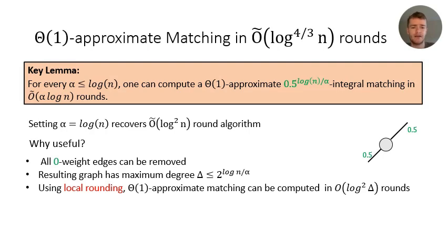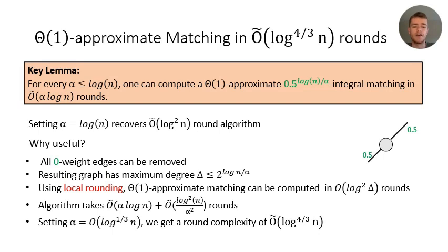Therefore, by combining the key lemma and local rounding, we obtain an algorithm for constant approximate matching that takes alpha log n rounds for the key lemma plus log squared n over alpha squared rounds. For the second term, we obtain it by plugging in delta equals 2 to the log n over alpha in the log squared delta round complexity. Now, if we set alpha equals order log to the 1/3 of n, we obtain a round complexity of roughly log to the 4/3 n, as promised. Therefore, what remains is to show how to prove this key lemma. Then we are done.